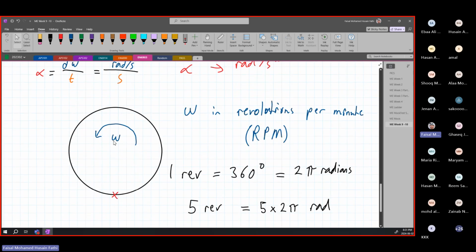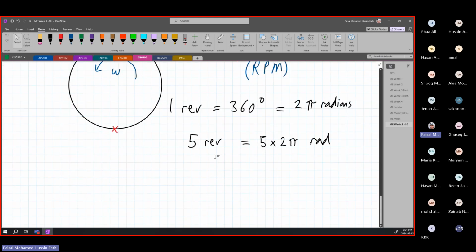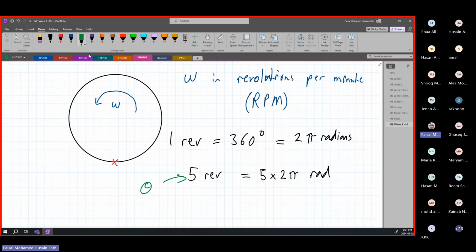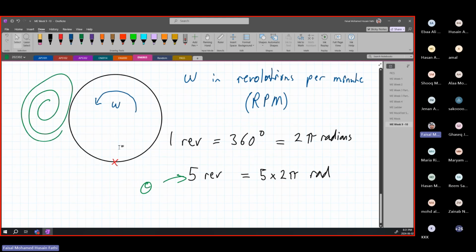But when we're talking about omega, we are talking about revolutions per minute. So this is for S or theta. This is for theta, and theta is displacement, or angular displacement, meaning how many times did this revolution happen over and over again. This is what we mean by theta.